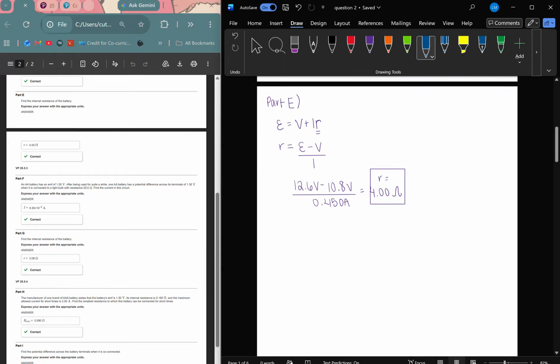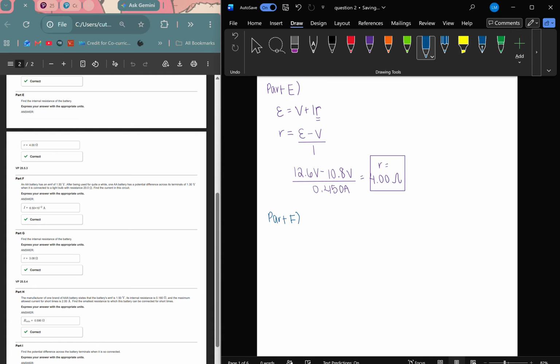So now we're going to do part F, which is a separate problem. So we're going to have to draw a diagram separately for that one. Part F.